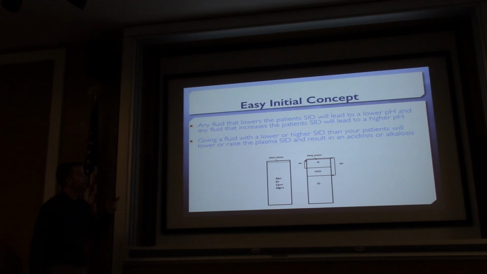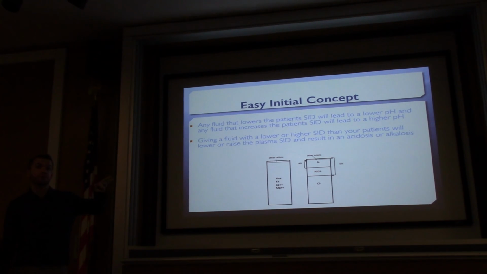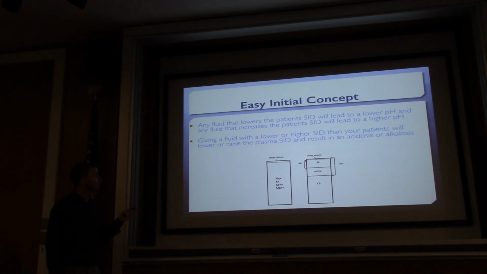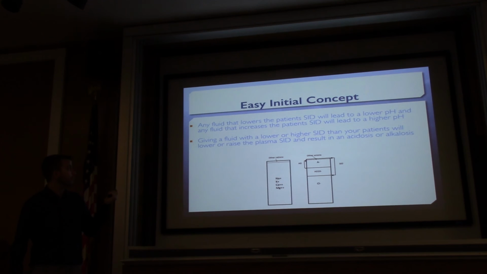So any fluid, this is the main concept, any fluid that lowers the patient's SID will lead to a lower pH. Anything that increases the SID, makes it wider, is going to make the pH higher. So giving a patient a fluid with a lower SID or a higher SID will change it, because you're going to change the plasma and you're going to result in acidosis or alkalosis.